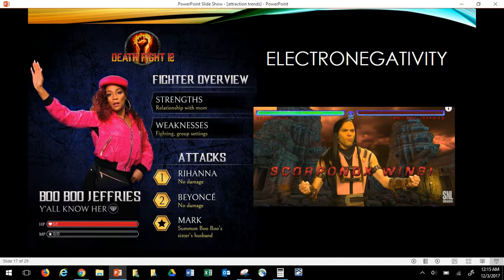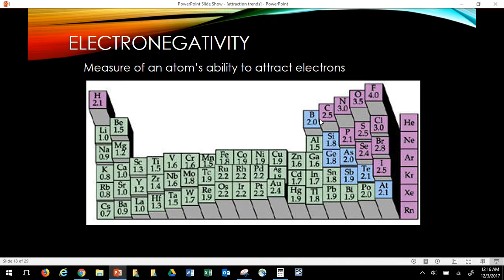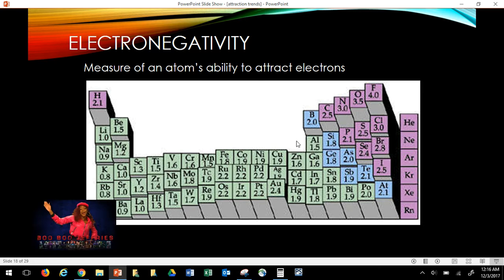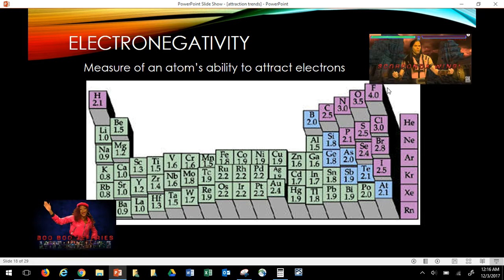All right, we'll talk about shielding in a second, but the video I showed you with Booboo Jeffries and Scorpionox was the best fighter in this game. Booboo Jeffries was a new one. Her weakness was fighting in group settings. Her strengths were a relationship with her mom. Her Rihanna and Beyonce attacks had no damage. So she was not much of a fighter. He was very much of a fighter. So on the scale of elements, Booboo Jeffries would come down here in this area as not a huge fighter for electrons, and up here in this area is where you would find Scorpionox.